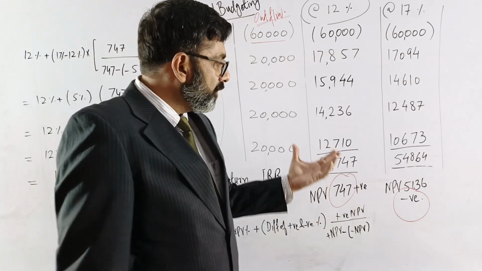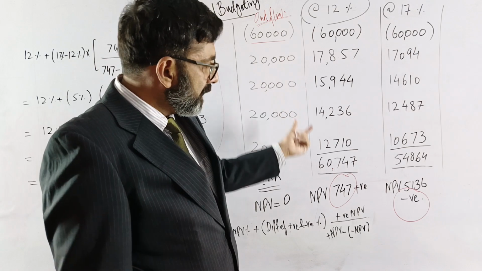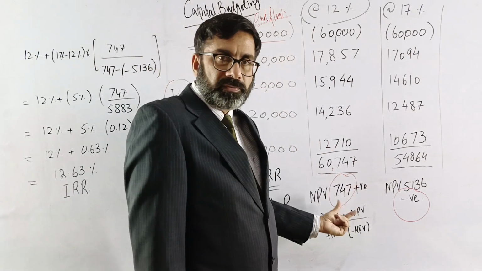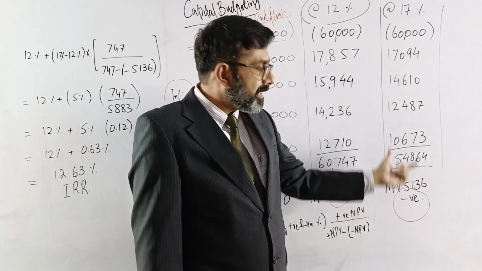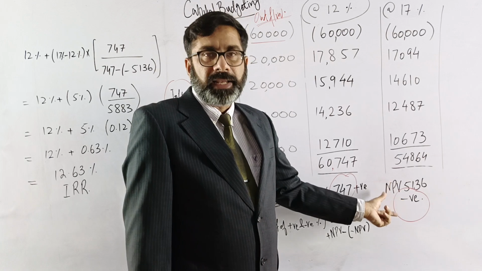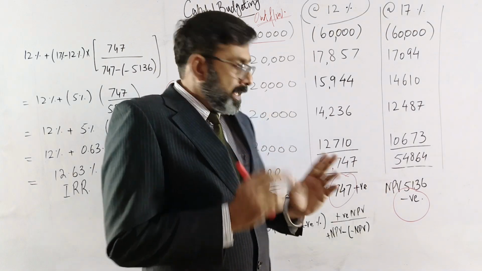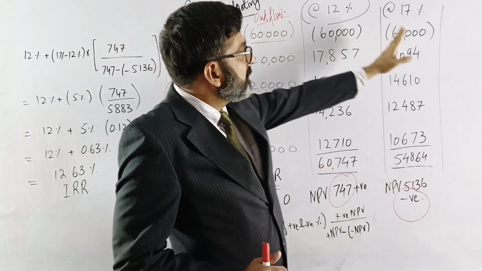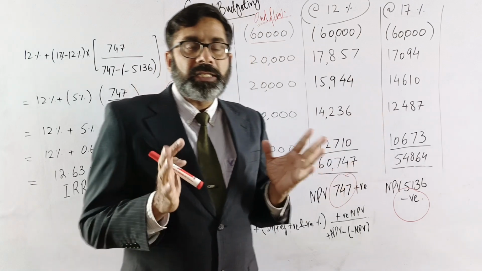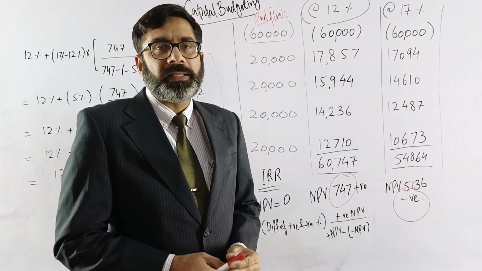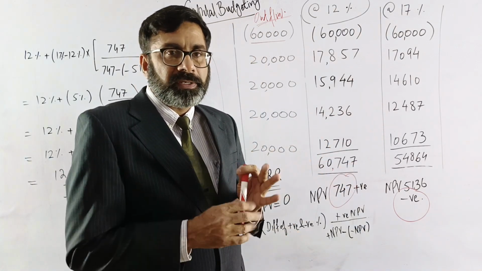Simply what we have to do is get one percentage where the net present value is positive, and one percentage where the net present value is negative. So now we have 12% and 17%. So now we have a range. Basically, by using the hit and trial method, we are getting a specific range.